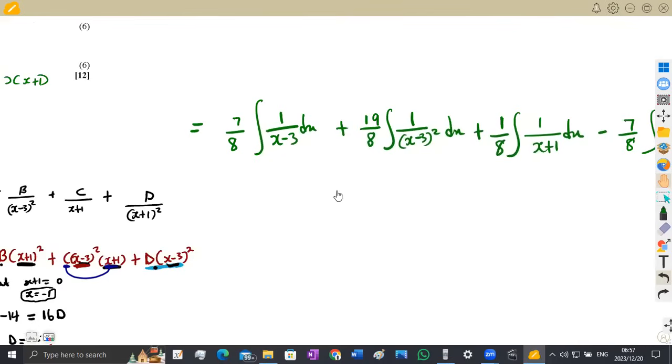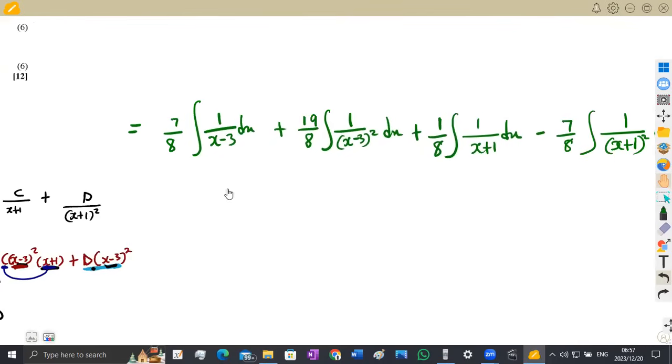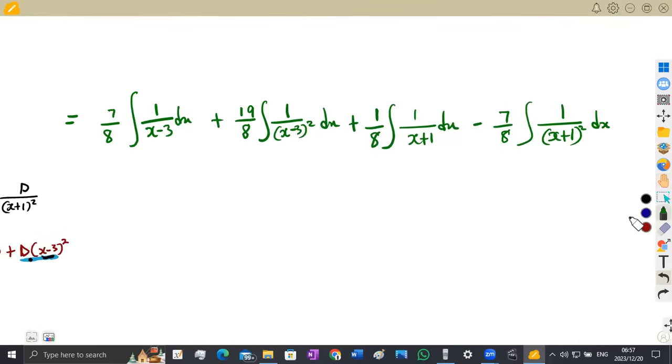So how are we going to integrate these fractions that we are given here? Let us start with the first one. From our integral, we know 1 over x gives us a ln. If it is linear like this, we are going to get a ln. So that will be 7 over 8, the ln of x minus 3.